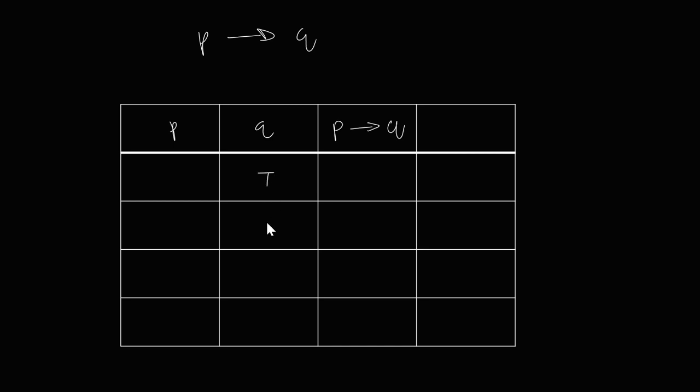Q can be true, can be false, can be true, can be false, right? And this can be true, true, false, false, and we've covered all the possible truth values. So how does the implication work? The implication works more like a promise.